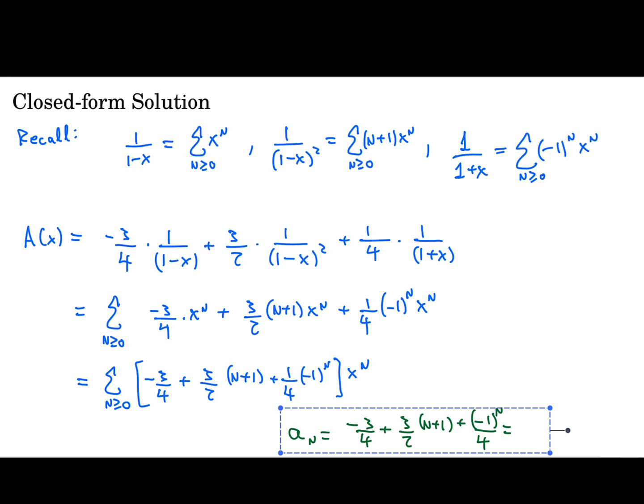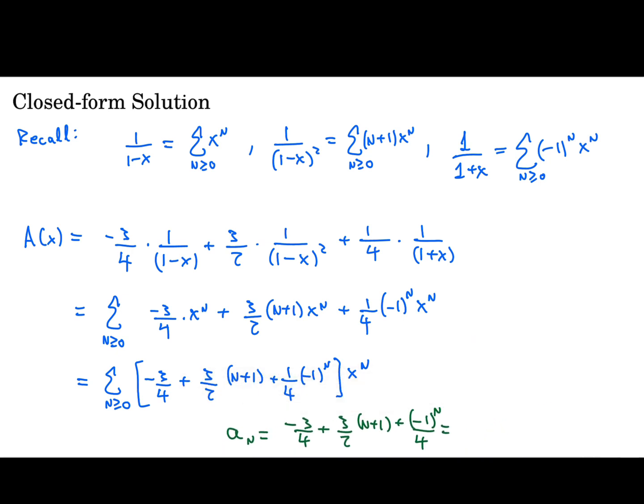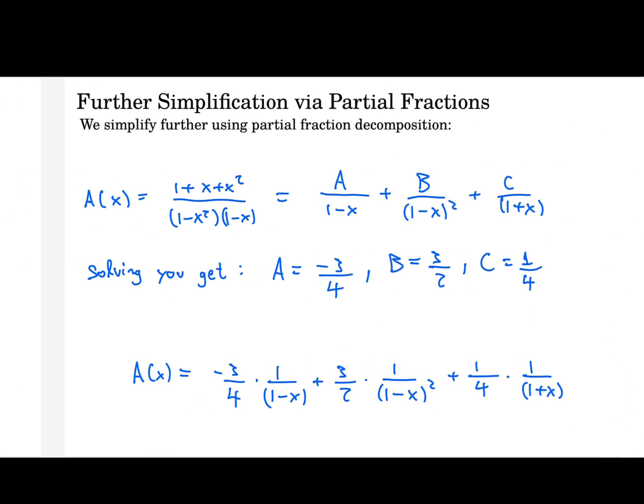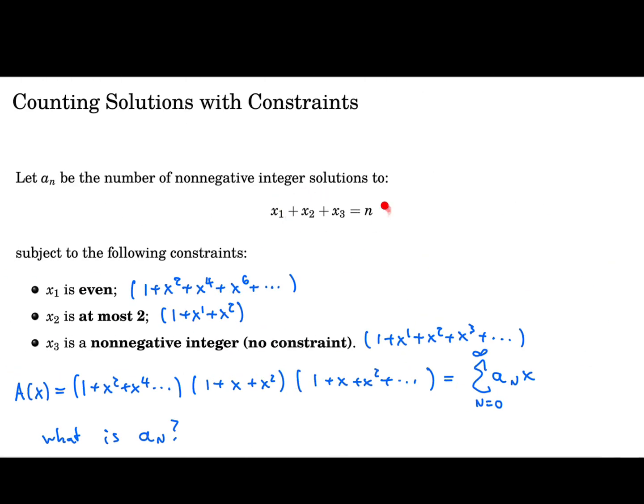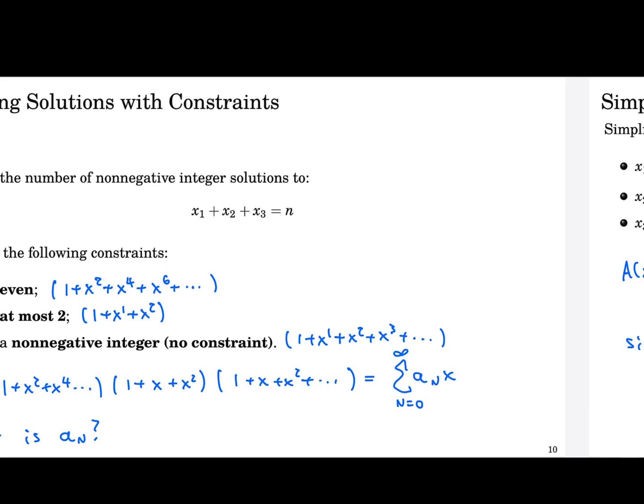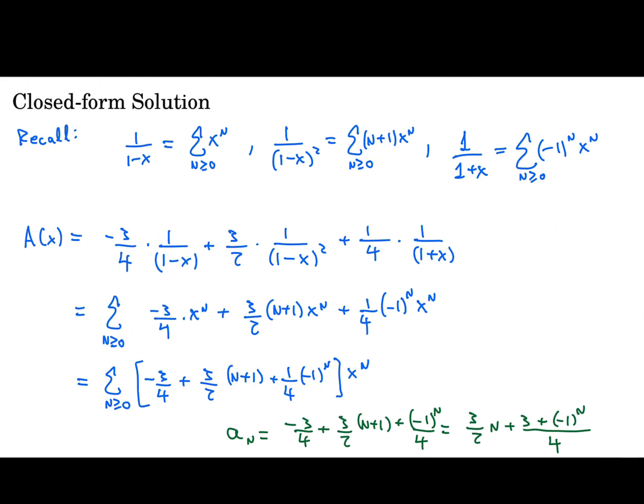You can simplify this to 3 halves of n plus 3, plus minus 1 to the n over 4. So how many solutions are there to this equation in non-negative integers, satisfying that the first one has to be even, the second one at most 2, and the third one no restriction? It's going to be given by this formula here.